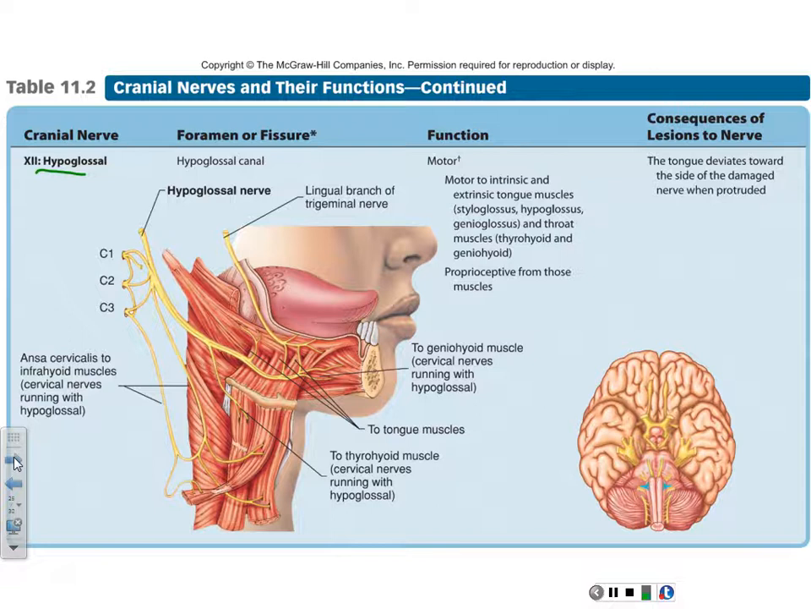So it's motor again. It controls the tongue. The tongue has intrinsic muscles which are in the tongue, because the tongue is a muscle itself, right? So those are the intrinsic muscles of the tongue, and then there are muscles outside of the tongue that control it too. Okay, so those are the extrinsic tongue muscles. So this is what it's doing. It's controlling mostly the tongue, those muscles.